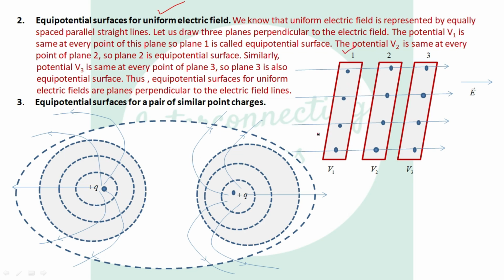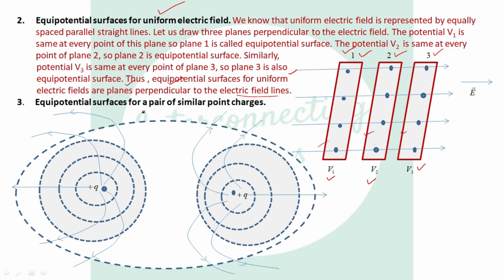Then potential on plane 1 will be V1 and at every point it is the same. Potential on plane 2 is V2 and it is the same on every electric field line. And potential on plane 3 is V3 and it is also the same on every electric field line. So these planes which are perpendicular to electric field lines are equipotential surfaces. So the answer is: the equipotential surfaces for uniform electric field lines are planes perpendicular to the electric field lines.